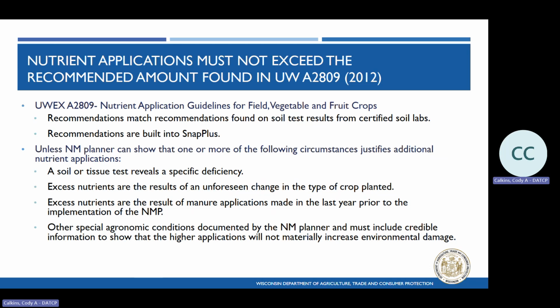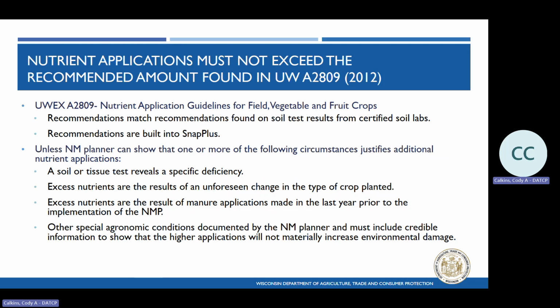As well, nutrient applications must not exceed the recommended amount found in UW publication A2809, which is the UW publication for nutrient application guidelines for field, vegetable, and fruit crops. Recommendations must match recommendations found on soil test results from a certified lab. However, those recommendations are built into SNAP Plus.